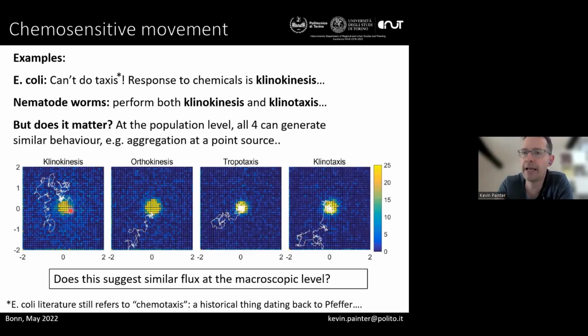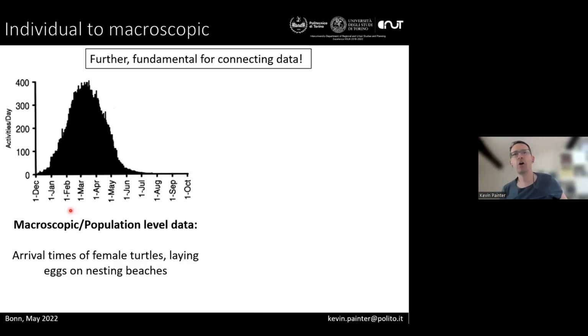So if we try to build up a model from this perspective of an individual, incorporating these different subtleties in the way an organism responds to the environment, do you see a similar flux at the macroscopic level? Okay, so that's our first motivation.